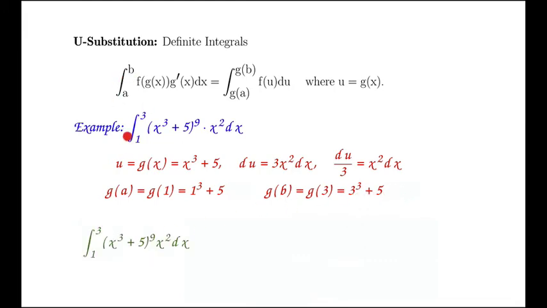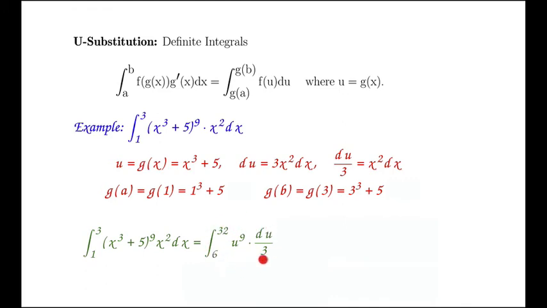So this integral that we started with, the integral from 1 to 3 of x cubed plus 5 to the 9th times x squared dx, that's the integral we started with. That's equal to an integral from 6, that's 1 cubed plus 5, up to 32, that's 27 plus 5, of u to the 9th times du over 3.